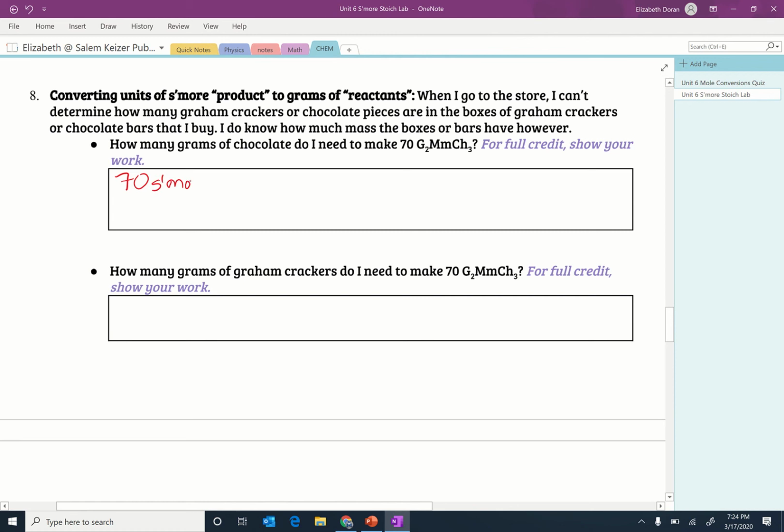70 s'mores. Okay, so we write that down, we underline it. We know that there's 3 chocolates in every 1 s'more. Okay, and then we also know that each 1 chocolate piece has a mass of 3.512 grams, per every 1 chocolate. So here, just like we've been doing in our mole calculations and like we're going to do with our stoichiometry, our units cancel, okay, and we're left in grams, which is what we're trying to find, and specifically it's grams of chocolate.